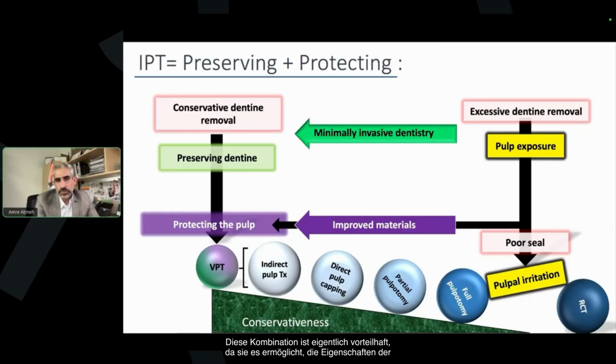If you're using a more conservative approach in dentine removal and you're preserving the dentine, then definitely you need to complement this with a proper protective material. This combination allows you to take advantage of the vital pulp therapy and get the best outcome out of it. So this is just to show you the different interventions that we usually consider, like indirect, direct, and the more we shift into the right side, the more invasive the treatment is.